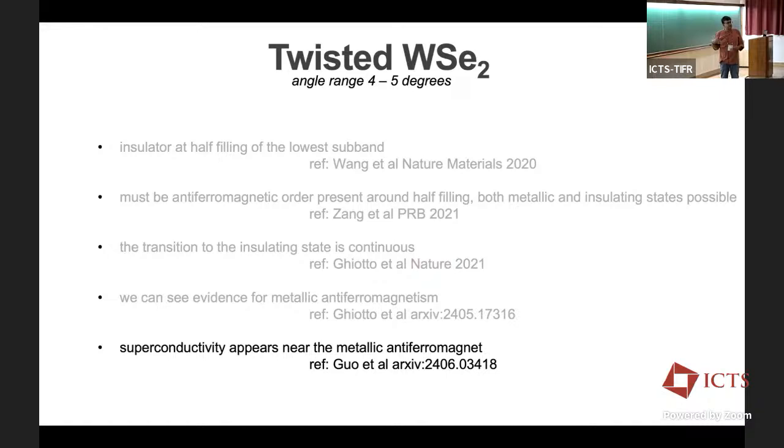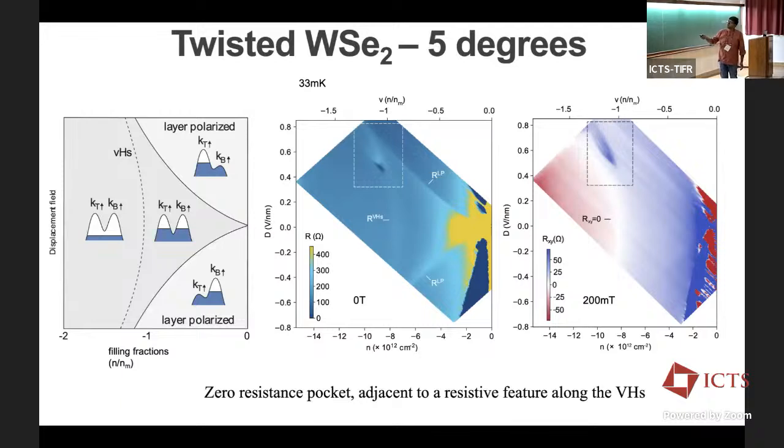And we were thinking of throwing the sample away. And she said, no, I'm going to measure it in the dilution fridge. And she stuck it in the dilution fridge, and hey presto, the sample became superconducting. Okay, so that's this story.